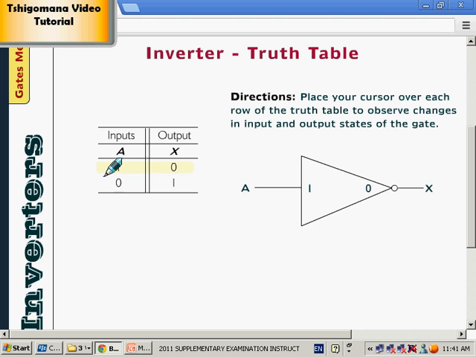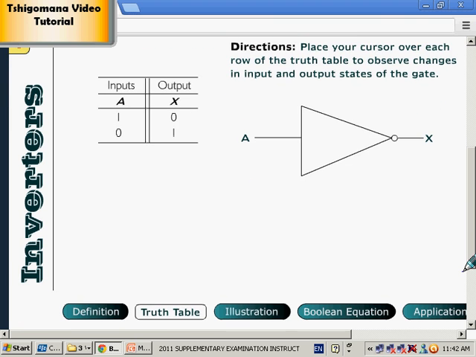Look, when the input is 1, if you can just check here, the output is 0. When the input is 0, the output is 1. That is basically what the inverter does. Remember, the other name for the inverter is the NOT gate. And in our syllabus, we're going to continually refer to it as the NOT gate.